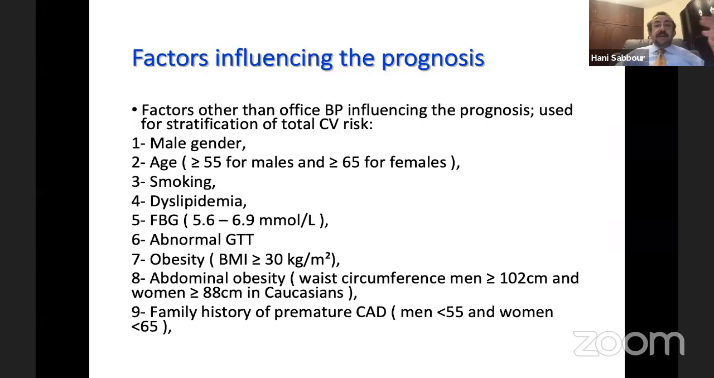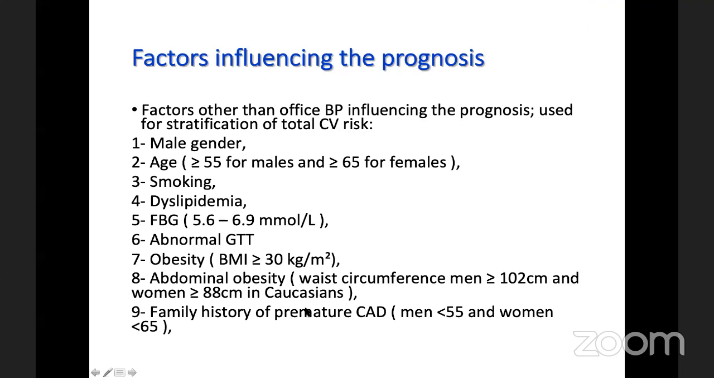So as you see the patient from a clinical standpoint, apart from the blood pressure, remember males, age, smoking, dyslipidemia, impaired glucose tolerance or overt diabetes, obesity, abdominal circumference, a very important vital sign: waist circumference 102 in males and 88 in females. This is a metabolic equivalent and a very high risk patient. Plus family history of premature coronary heart disease, males less than 55 and females less than 55.